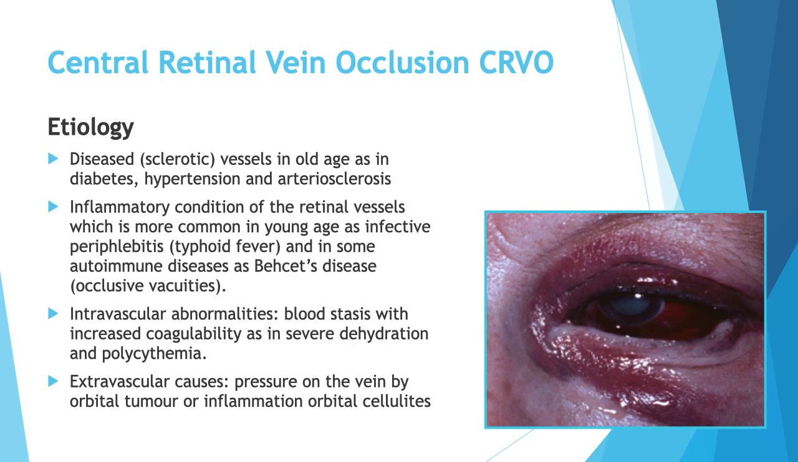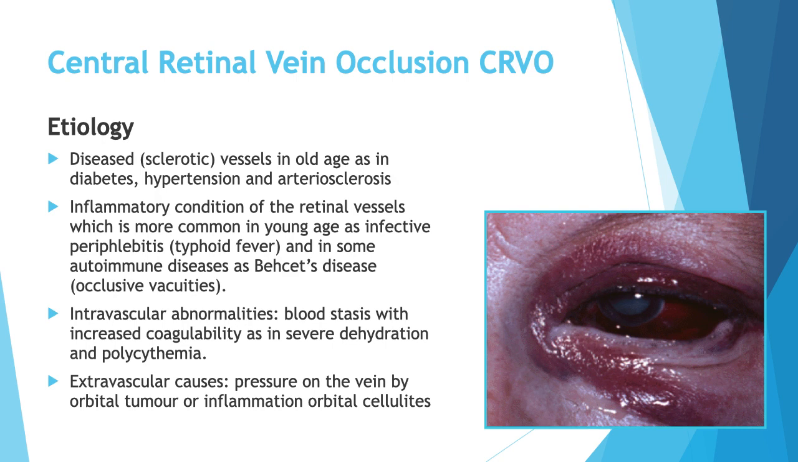It could be inflammatory occlusion of the vein, an inflammatory condition affecting the retinal vessels not only in the eye, but also in systemic vessels. And it can happen at a young age, like infective periphlebitis and typhoid fever. There's inflammation of the vessels all over the body, and it can affect the central retinal vein.